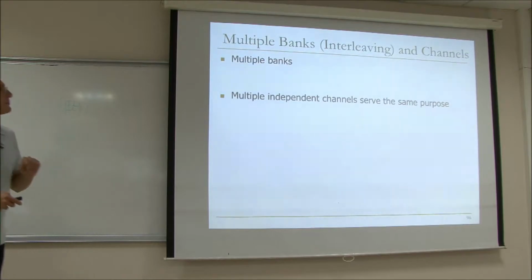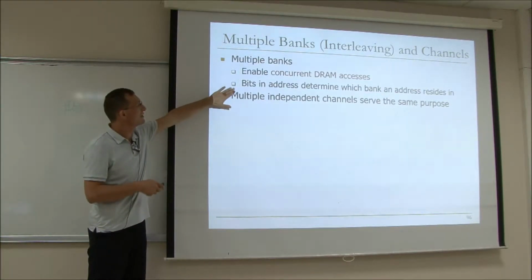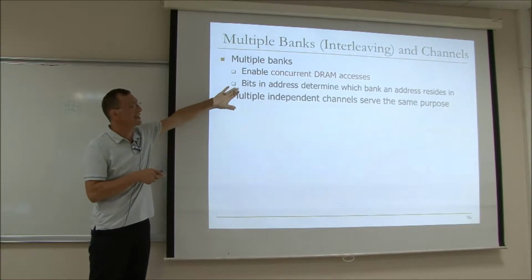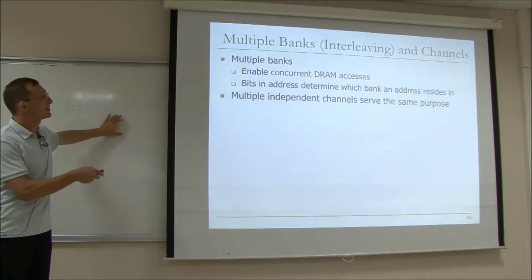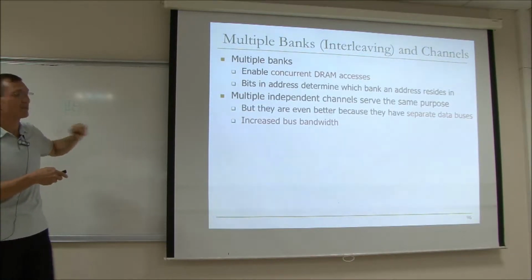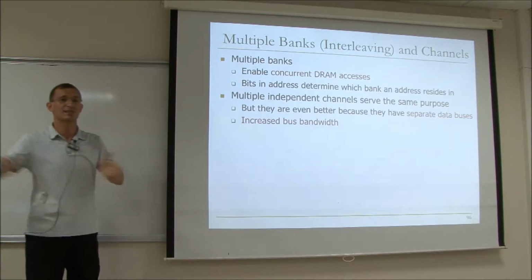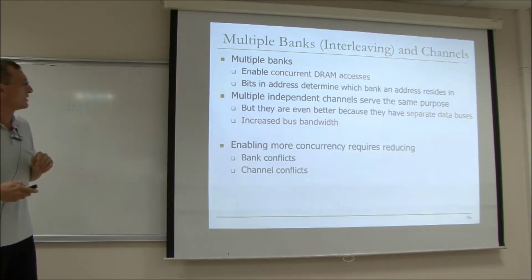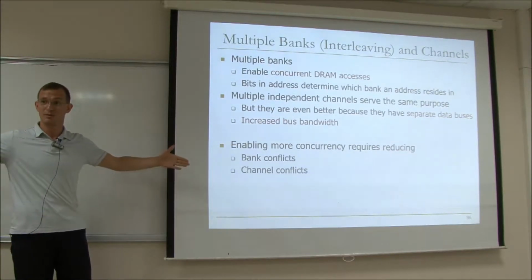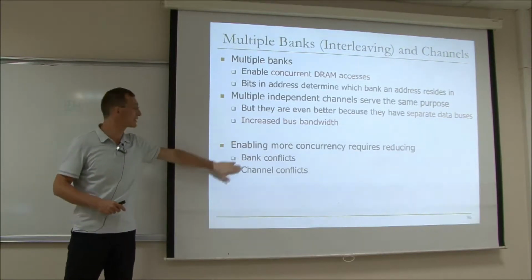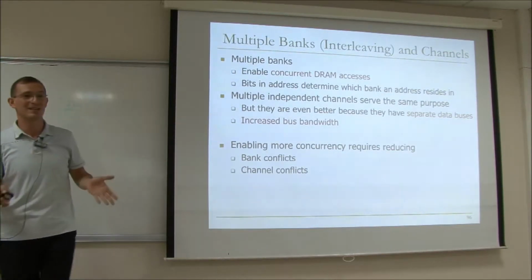Okay, so multiple banks and channels, what is the benefit of it? This enables concurrent DRAM accesses. And bits in the address determine which bank an address resides in. That's why this mapping is very important. Multiple independent channels serve the same purpose, but they're even better because they have separate data buses, right? If you have independent channels, they're totally separate. And enabling more concurrency in DRAM, which is needed as you go into multi-core or larger scale multi-core, requires reducing the bank conflicts as well as channel conflicts. And again, there are many different techniques to do that.